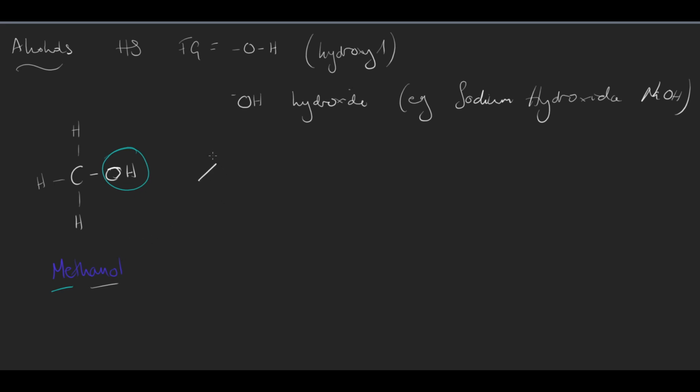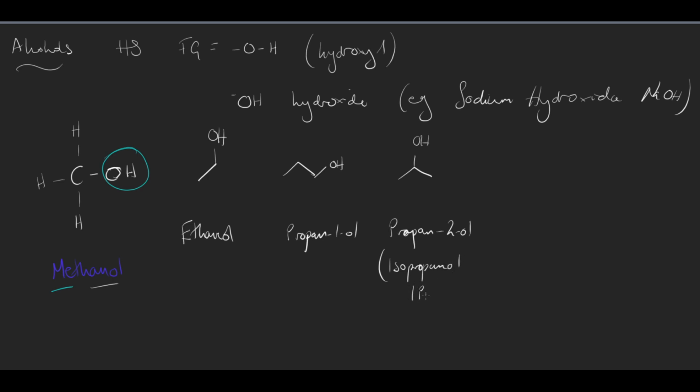And we could continue, so this is ethanol, so I'm now drawing in skeletal structure. I could continue, so this is propanol, this is propan-1-ol, because it's at the end of the chain, and I could have, of course, propan-2-ol, which is also sometimes referred to as isopropanol. You might sometimes call this IPA, it's a very common solvent, and so on and so forth.